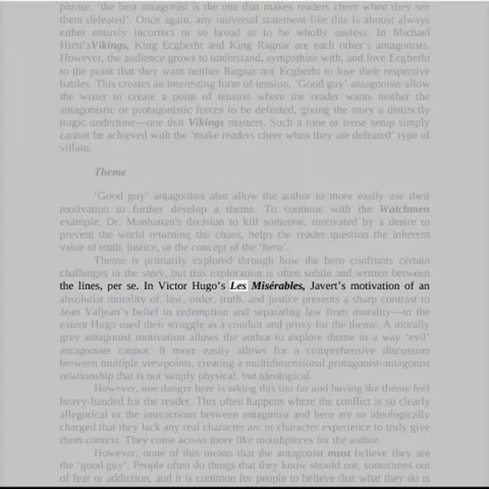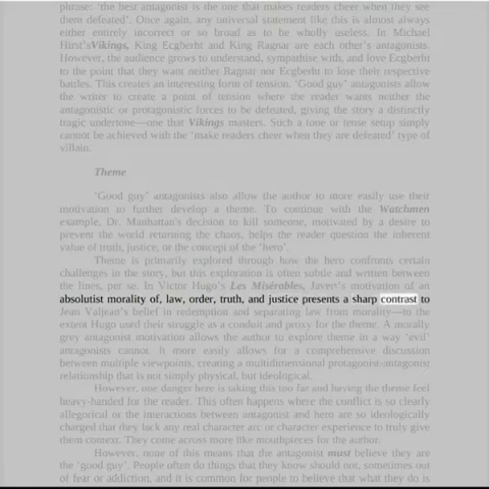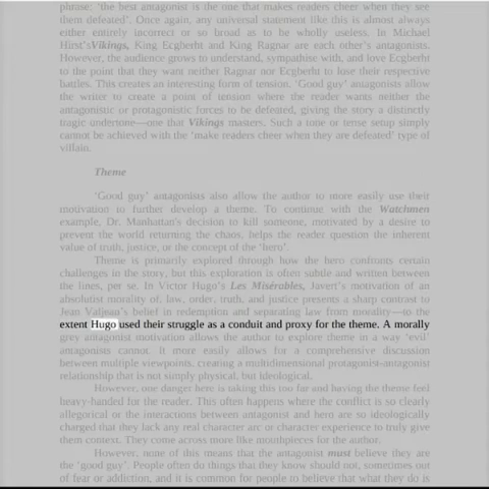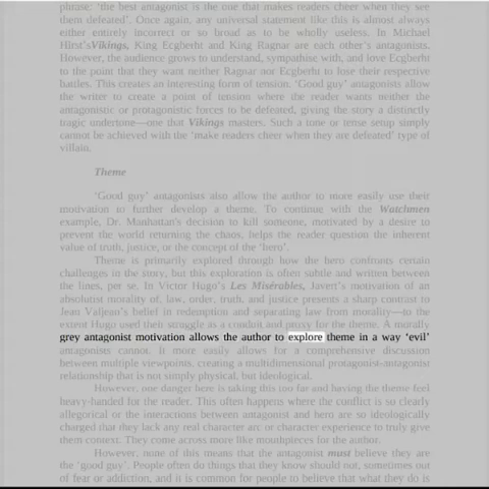In Victor Hugo's Les Miserables, Javert's motivation of an absolutist morality of law, order, truth, and justice presents a sharp contrast to Jean Valjean's belief in redemption and separating law from morality, to the extent Hugo used their struggle as a conduit and proxy for the theme. A morally grey antagonist motivation allows the author to explore theme in a way evil antagonists cannot.